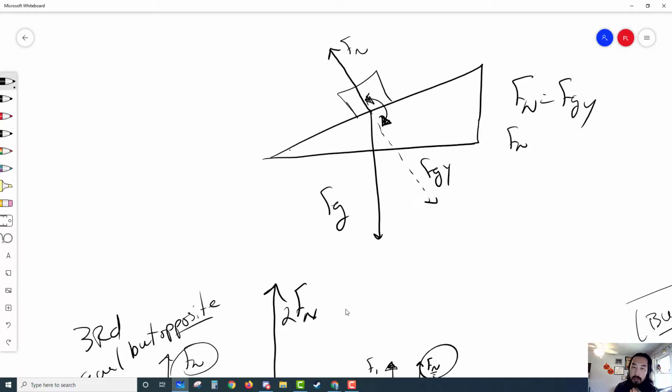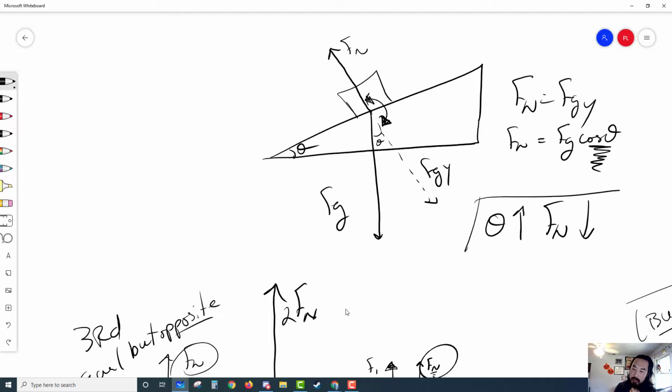And this is theta, and this is theta right here. We can say that this is Fg cosine of theta. And because of this trig function, remember this is something that gives us something less than 1, that tells us that as our theta increases, because of this cosine theta, our Fn decreases.